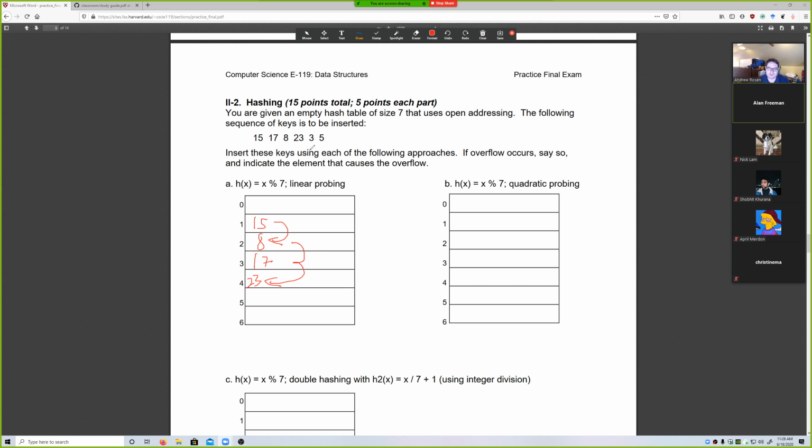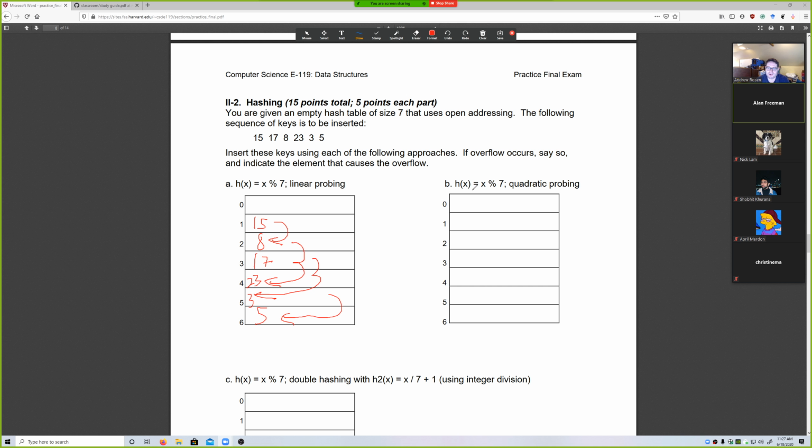Now 3 mod 7 goes to index 3. So we'd want to put 3 here, but we can't. So we try index 4, but we can't. So we put it in index 5. And now 5, we try to put here, but we can't. So we put it into index 6. That makes sense to everybody? So on the exam, all I'm going to care about is, can you put the proper number in the proper index? And you'll just be dragging and dropping them into the proper index.